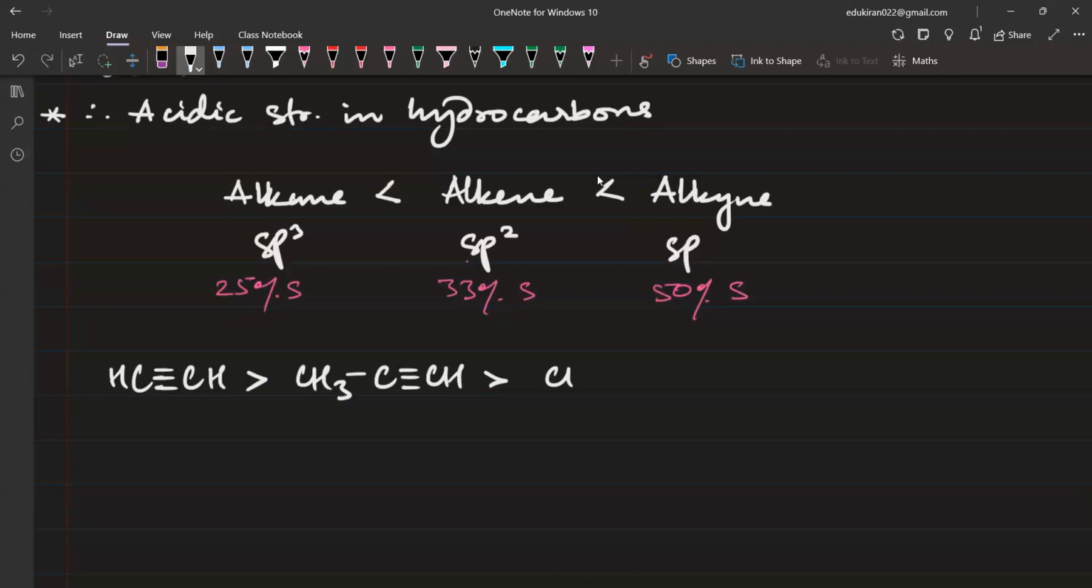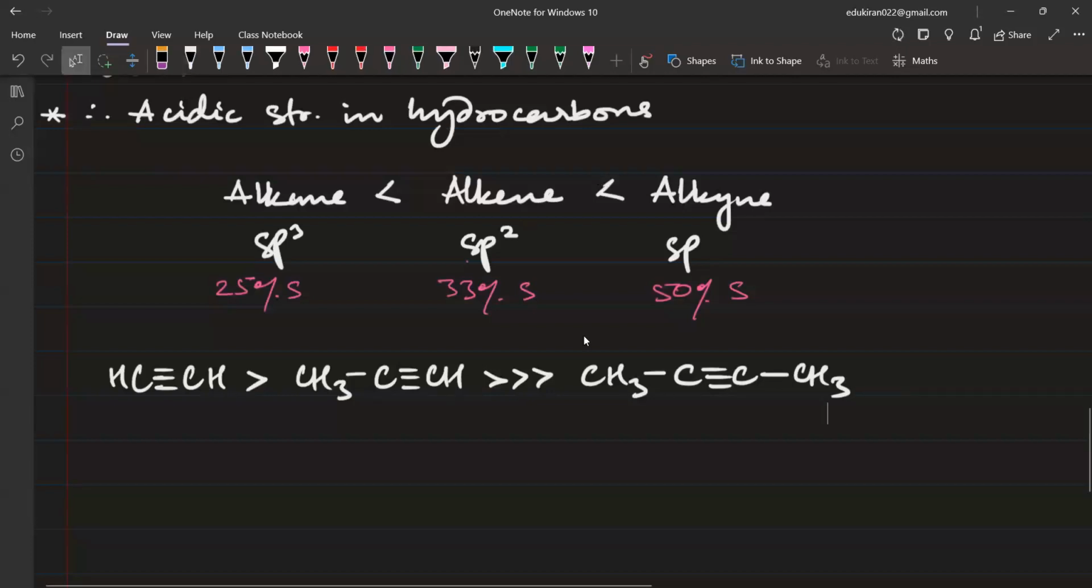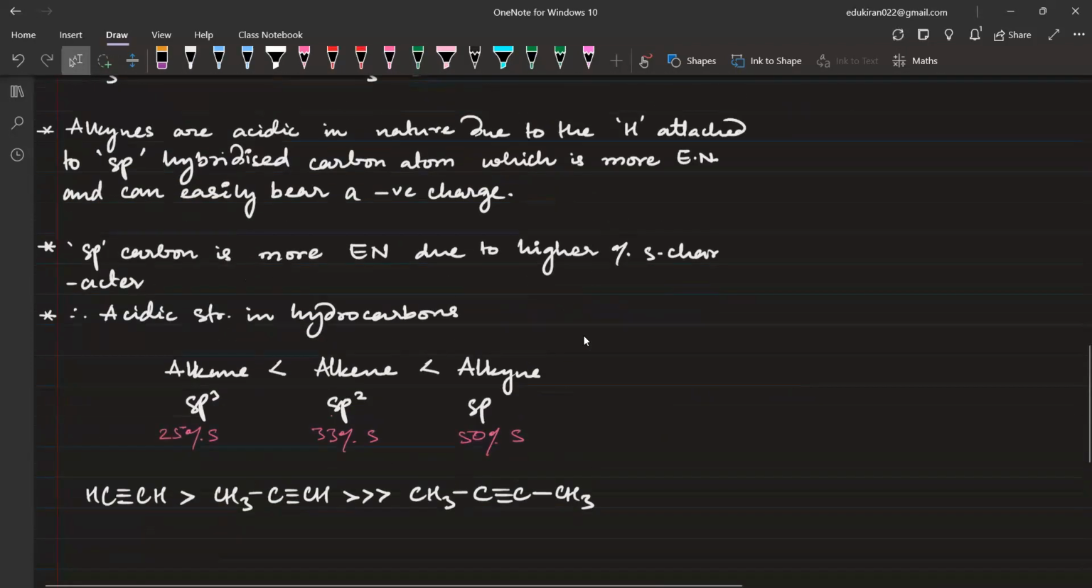And the least acidic is the least, काफी कम होता है इसका, because it does not have any hydrogen attached with the triply bonded carbon atom. So you have C bond, then you have CH3. So the triply bonded carbon atom, it is not having any hydrogen atoms. That is why it is the least acidic. Write this down. Raise your hand once you are done.